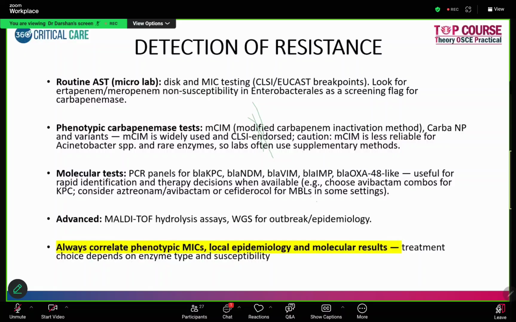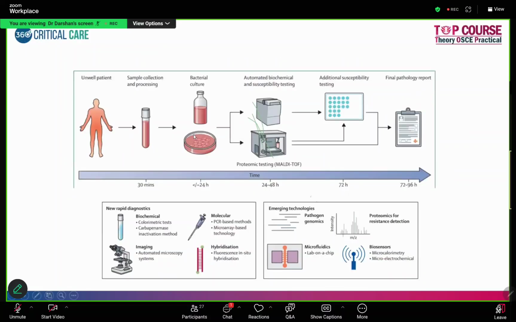First you have to do your routine testing. If your lab has a proteomic MALDI-TOF, it is good enough. You do that, then find out whether there is a resistance pattern present. Then you send in for molecular testing, and based on the molecular testing you can narrow down what the resistance pattern is, and then you can choose your treatment regimen. Along with this, remember nowadays we have whole genome sequencing that will help us understand more resistance patterns.